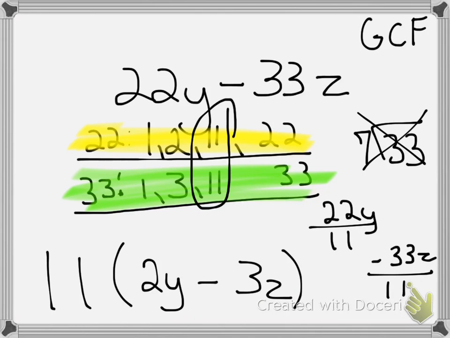11(2y minus 3z). And it is imperative, and by imperative I mean it is of the utmost importance, that you have it in this form if it's asking you to factor it. Because if you just write down 2y minus 3z, you have gotten rid of your factor and it does not equal the same expression. One way you could test this out, I will show you in a little bit, is going in reverse order to see if you get the same thing.